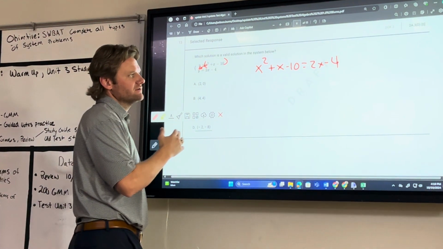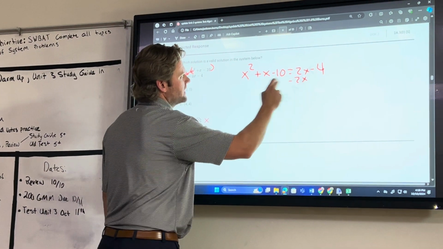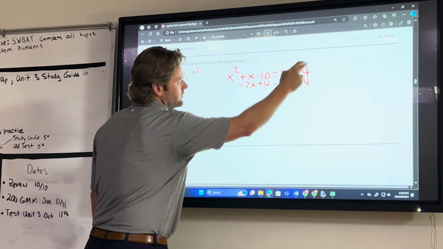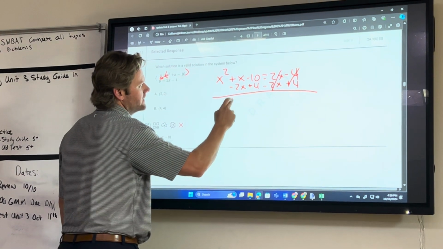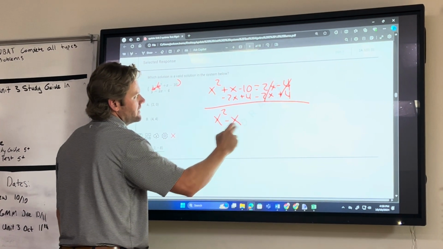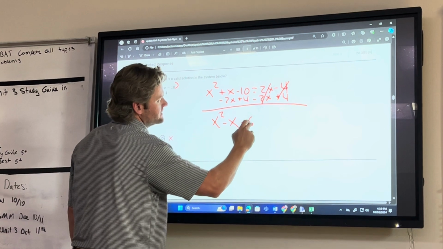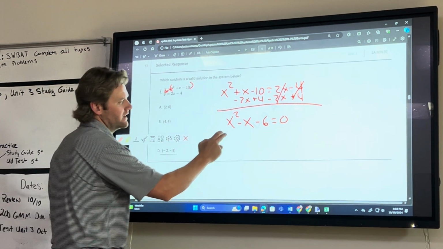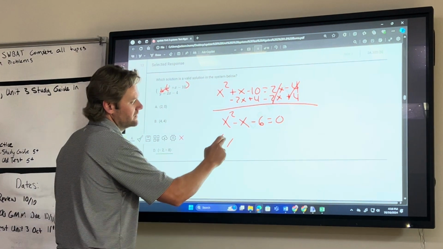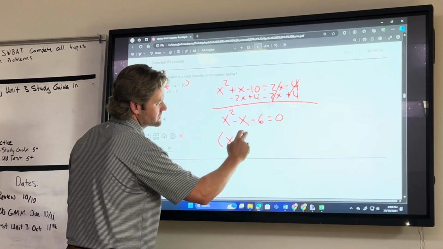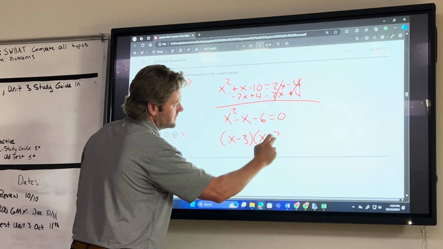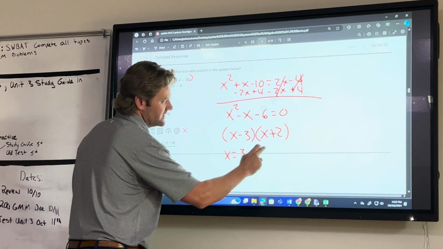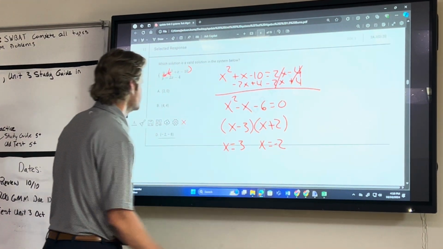So I need to move everything to one side. So I'm going to minus my 2x, add my 4. Make sure you cancel on the right side. So x squared minus x minus 6 equals 0. What times what equals -6 and adds up to -1? Well, it's going to be x minus 3 times x plus 2. Set those equal to 0. I get x equals a positive 3 and x equals a -2.